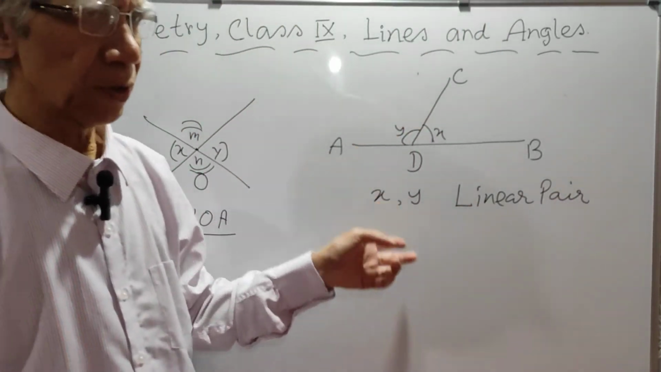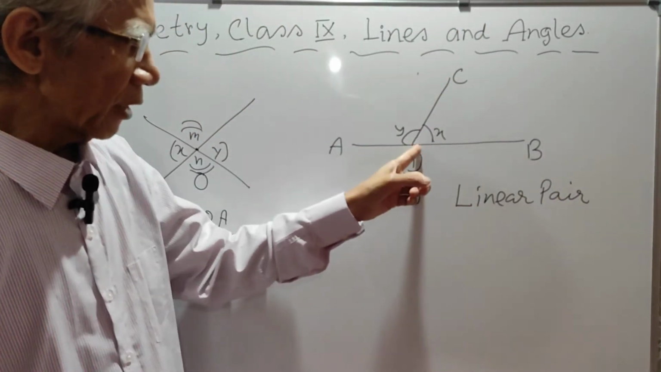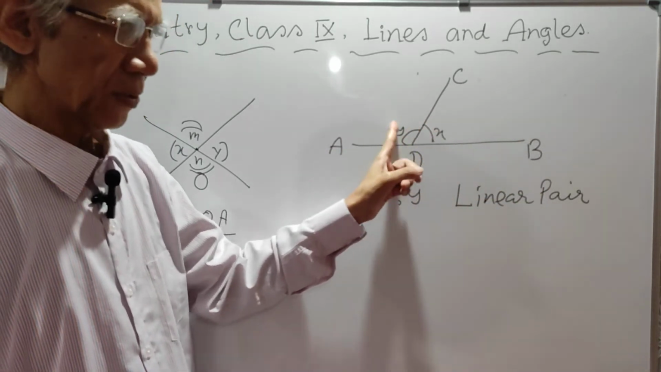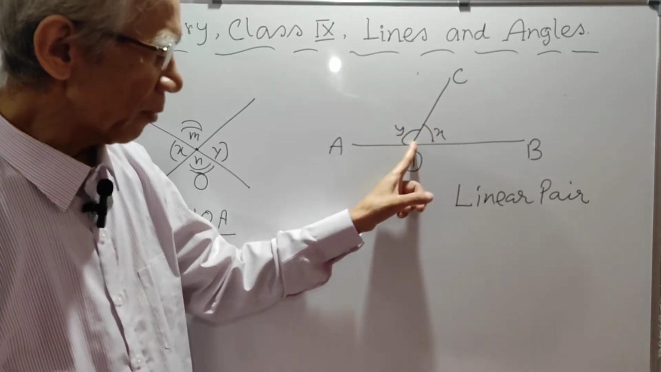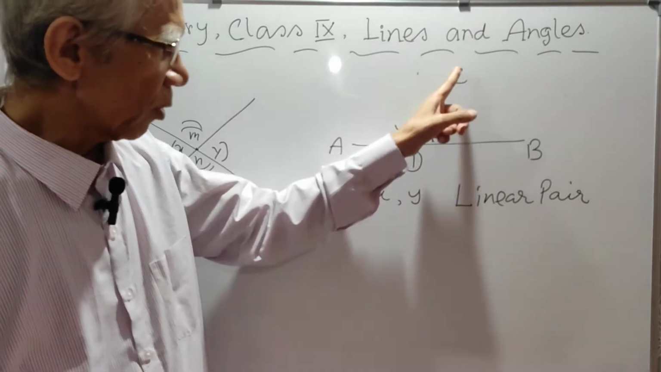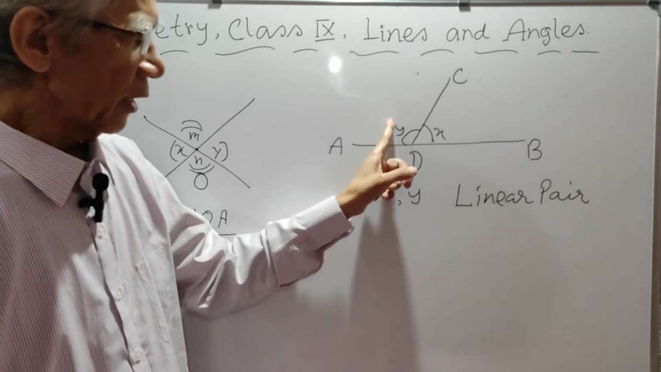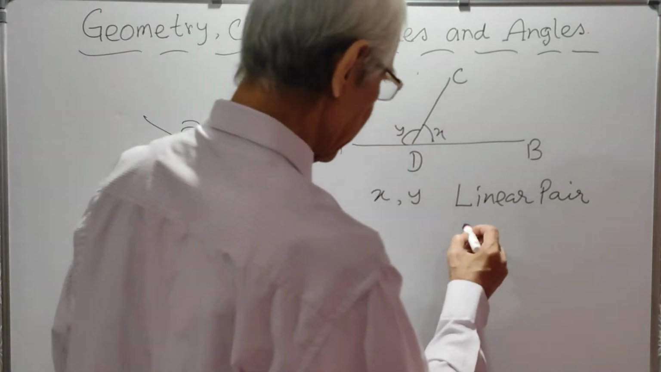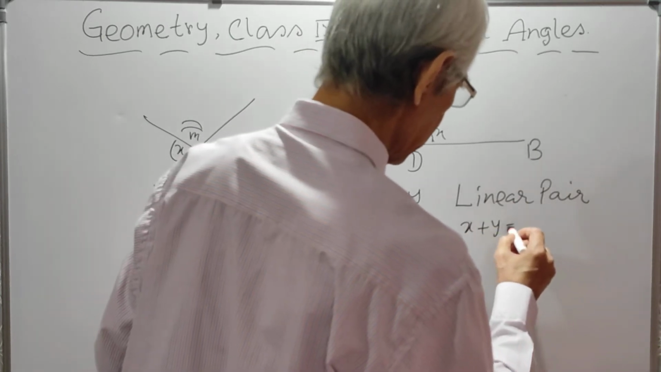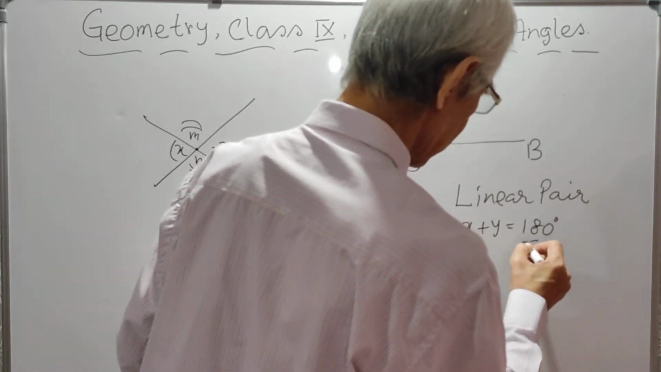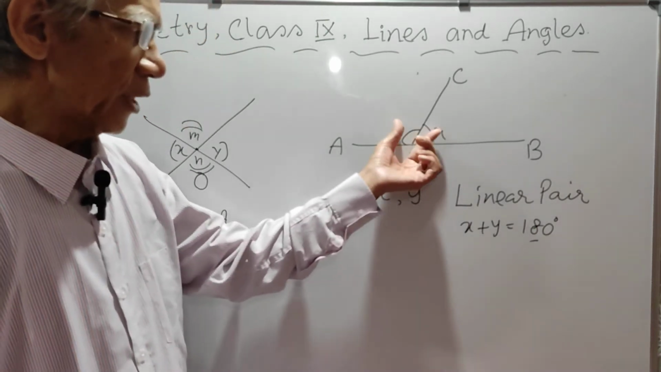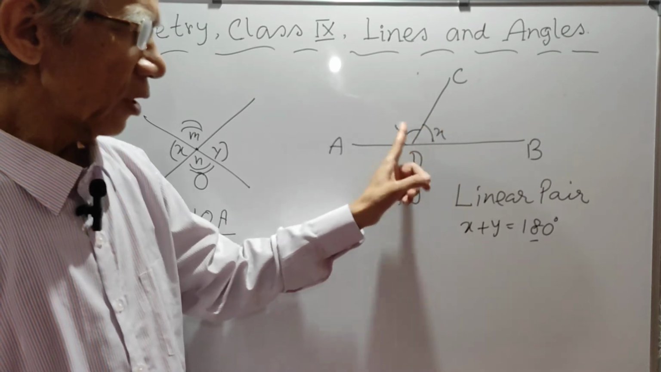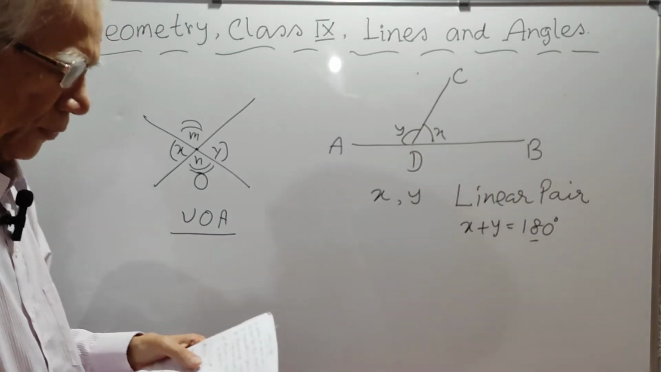So this is an important axiom. When a straight line stands on another straight line, we get two adjacent angles. These two adjacent angles have a common vertex D and one common arm CD, and they are called a linear pair. Because their sum is 180 degrees, X plus Y equals 180 degrees. So the sum of a linear pair is always 180 degrees. Okay, so these two are called a linear pair and their sum is 180 degrees.